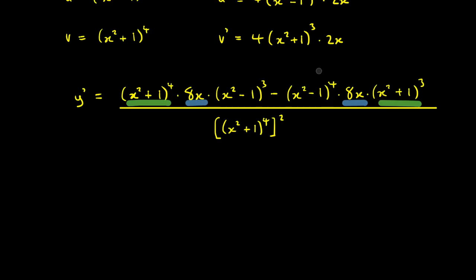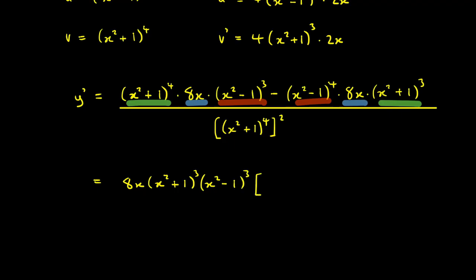And lastly, we've got x squared minus 1 there and there. Because we've got x squared minus 1 to the power of 3 and x squared minus 1 to the power of 4, I can factorize out to the power of 3. So that's what I'm going to do next. Let's factorize out 8x times x squared plus 1 to the power of 3 times x squared minus 1 to the power of 3.